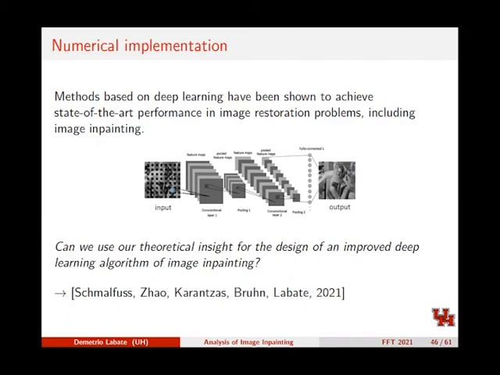So what I will discuss in the next slides is some ongoing work that involves a number of collaborators, Jenny Schwarzfuss, Hen Zhao, Nick Carranzas, Andres Brum, for integrating this model-based principle, that of shearlets and sparsity, with some type of improved design of a deep learning architecture.